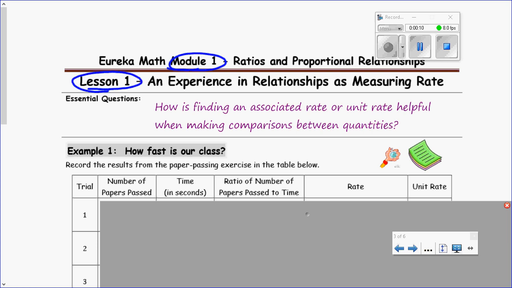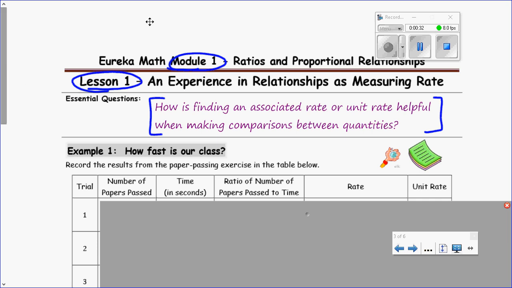When you start a video, the first thing you're going to do is write down this essential question. Pause it so you have plenty of time to write it down, and then we'll continue. How is finding an associated rate or unit rate helpful when making comparisons between quantities?